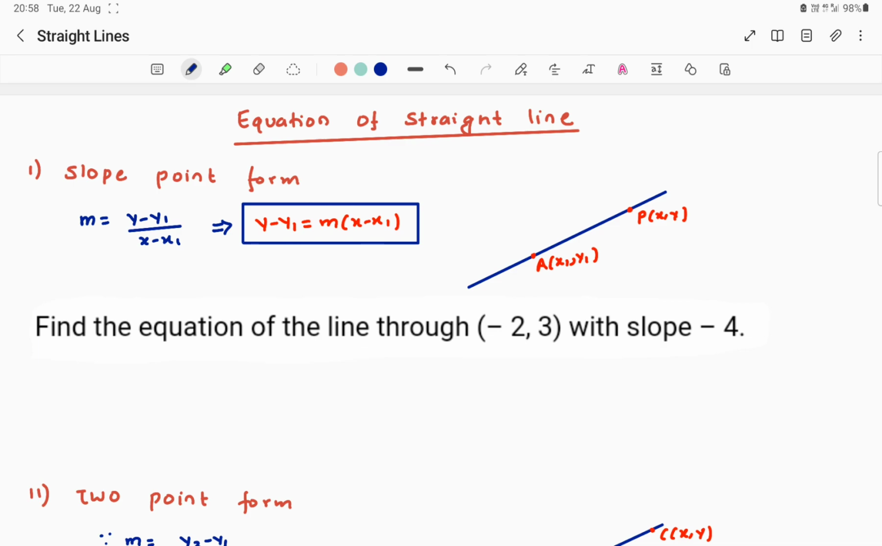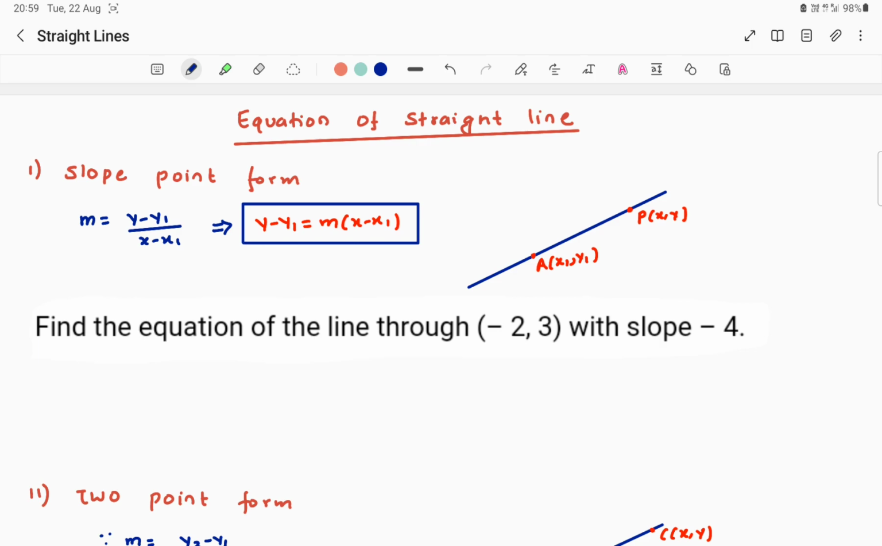The first we have is the slope point form. Somebody will give you the slope, meaning the m value, and a point which lies on the line. The name itself says slope point, so one slope and one point are given. So we can use this fact: we know the slope, so you can take any general point P, x comma y.